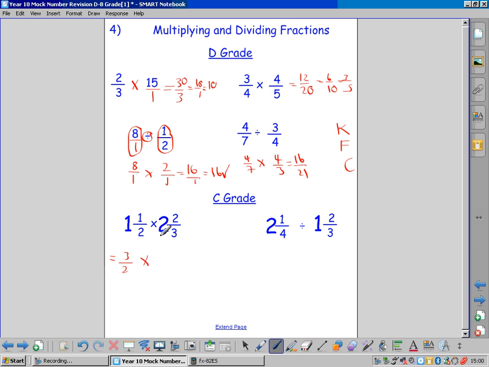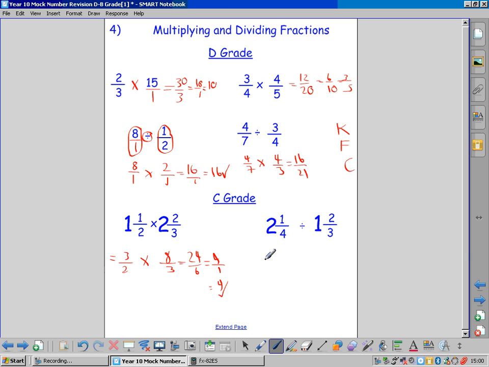We're multiplying by 2 and 2/3, so we convert it to top-heavy. 2 times 3 is 6 plus 2 is 8, and we keep the 3 on as the denominator. That's the hard bit done. Multiply across. 24 over 6, which actually simplifies to 4 over 1, which is 4. 1.5 times 2 and 2/3 simplifies to 4.